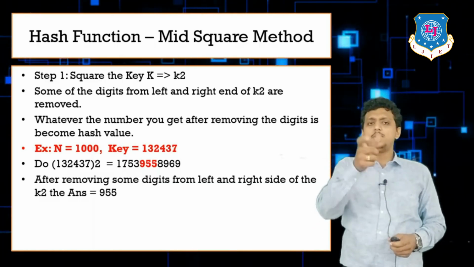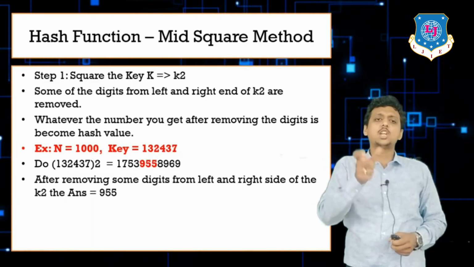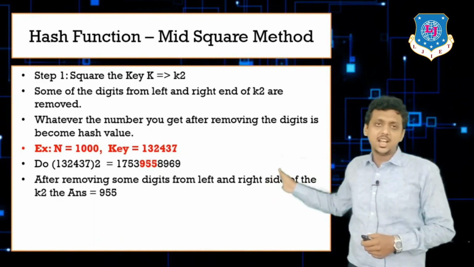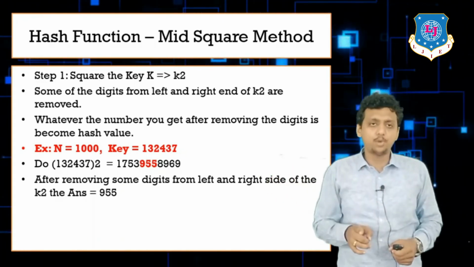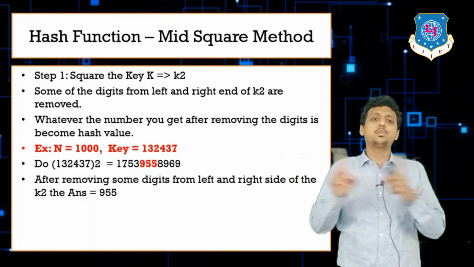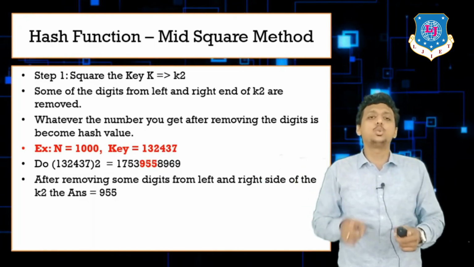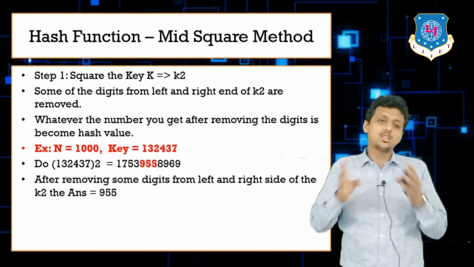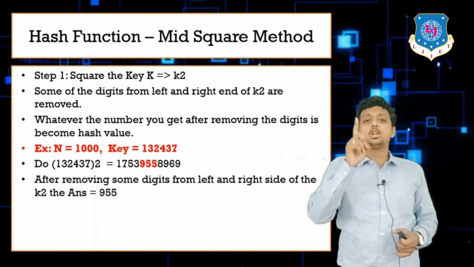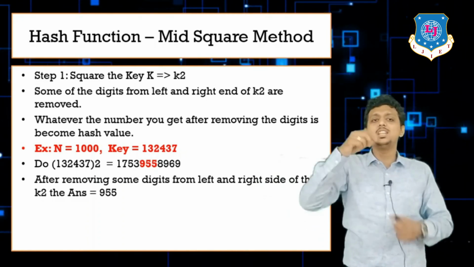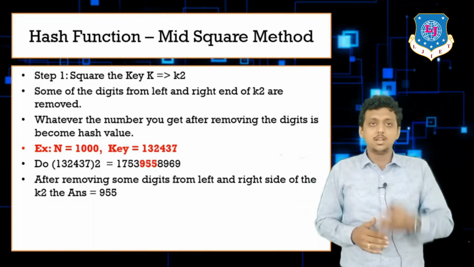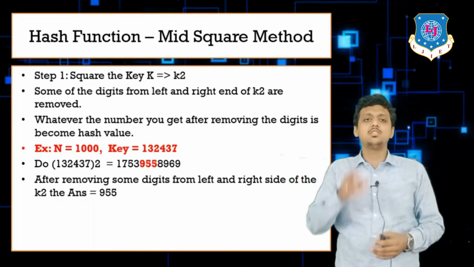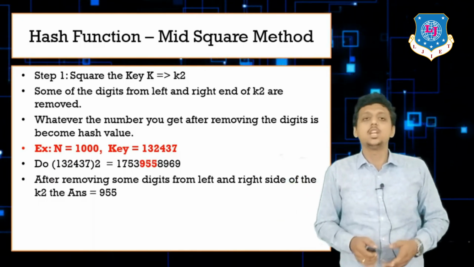Okay, so how many digits should we remove? Mostly equal digits. If you remove 3 or 4 digits from the left side and only 1 digit from the right side, then it's not proper. You need to remove equal digits from both sides or nearly equal. Like on the left side I removed 3 and on the right side I removed 4, then it's fine because there is only one difference. But always make sure your answer is in the range of array indexes, because here my range is 0 to 999 and my answer is 955, which is within that range. Okay, that's why I can select 955.